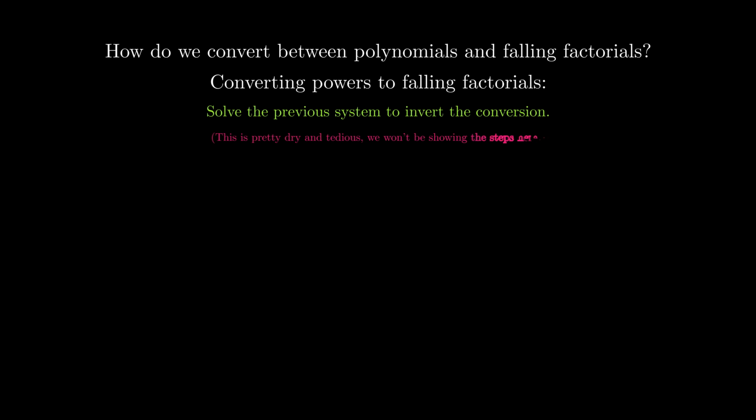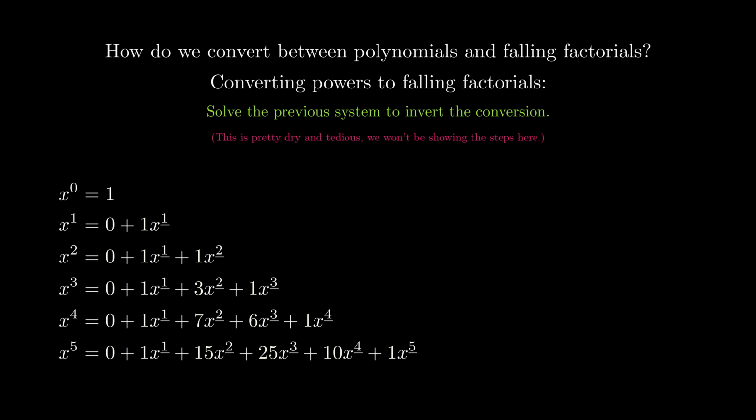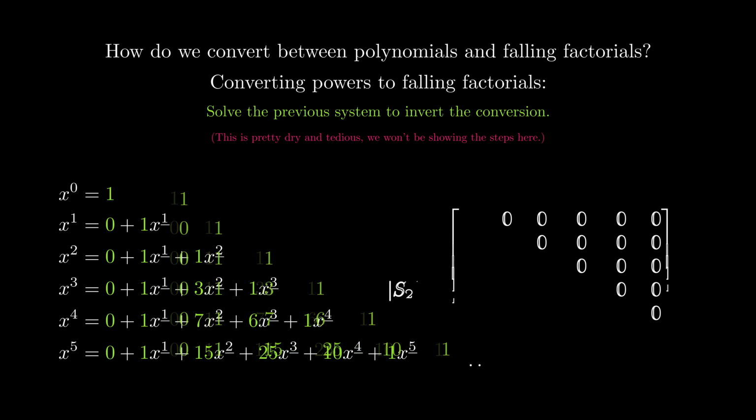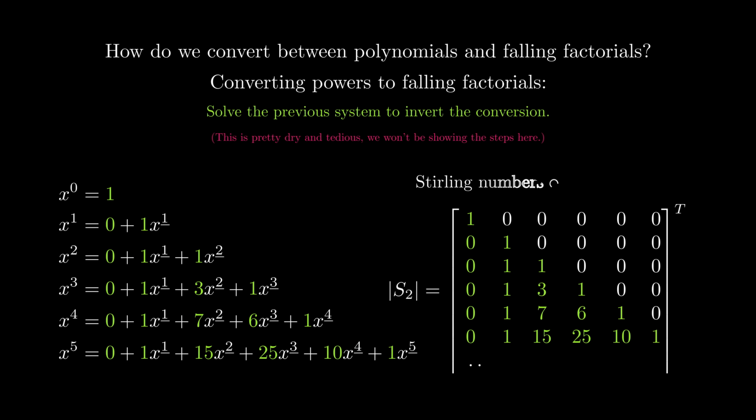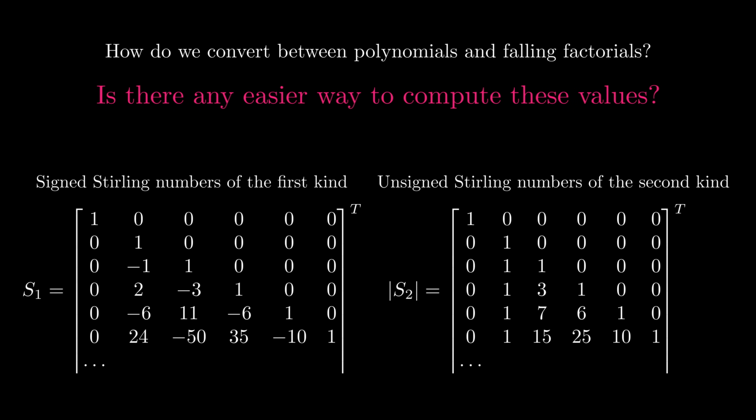Finding the inverse is trickier, as it would require you to solve a system of equations, but would give us the other set, Stirling numbers of the second kind. Since all of the values here are positive, we call these unsigned Stirling numbers of the second kind. But is there an easier way to find these values?